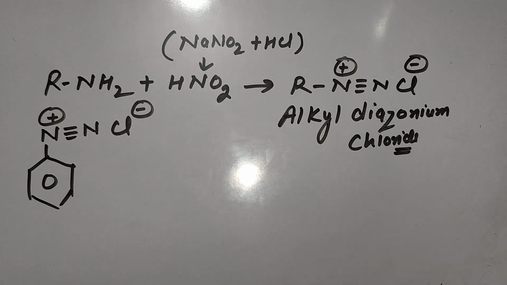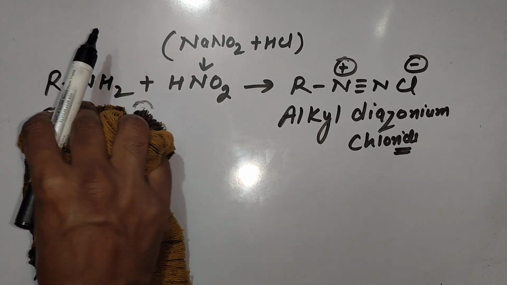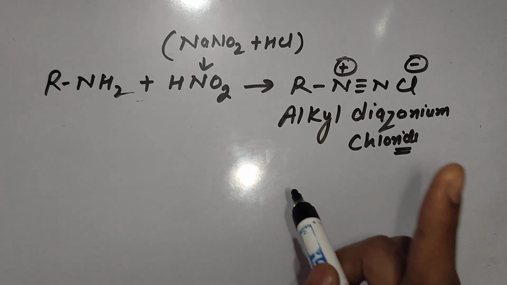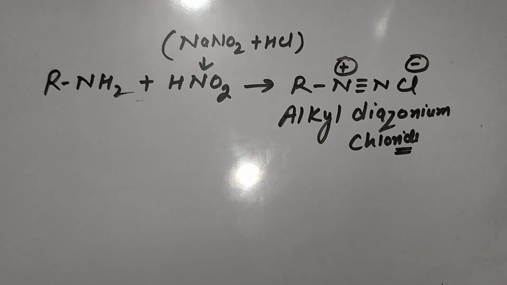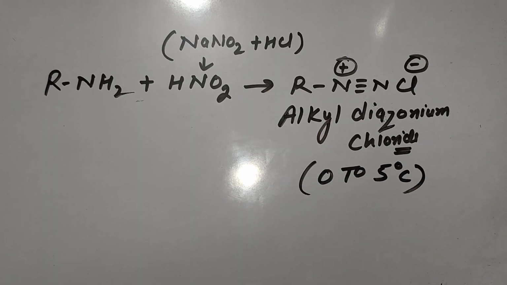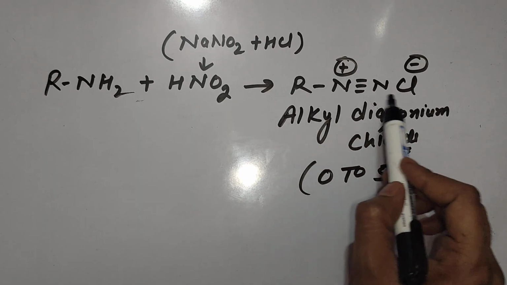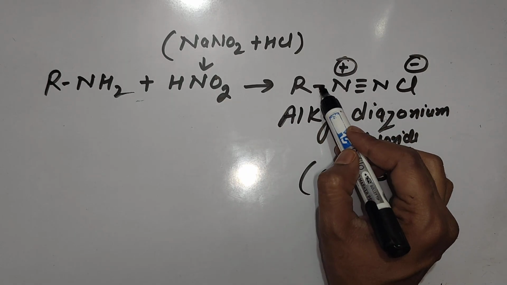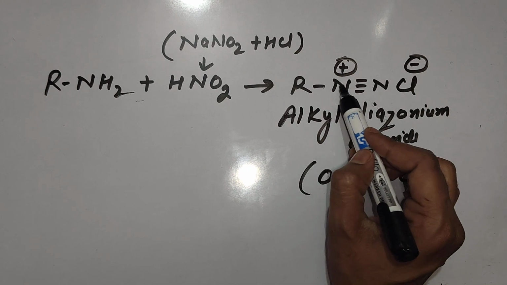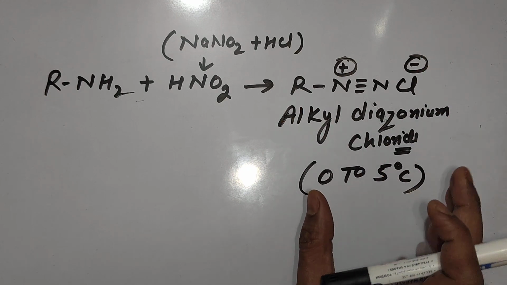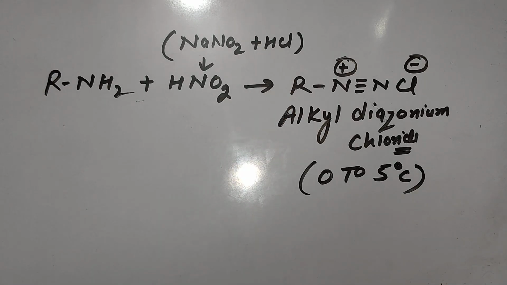And remember what I said about it. These diazonium chloride compounds are highly unstable. They can exist only up to what temperature? 0 to 5 degrees Celsius. Reason? You can check the condition, highly unstable. This nitrogen is making 4 bonds, positive charge. So this bond is highly unstable. This bond, R and N bond. So this compound will exist only in very low temperature conditions, 0 to 5 degrees.